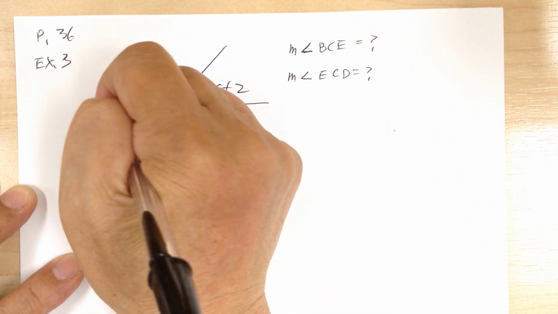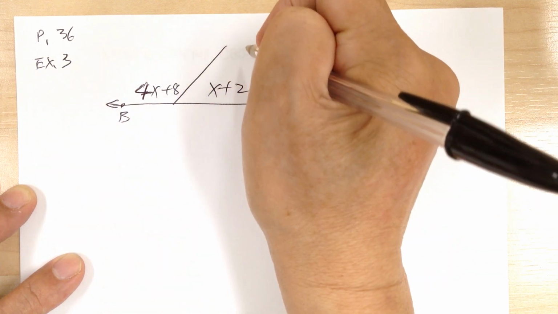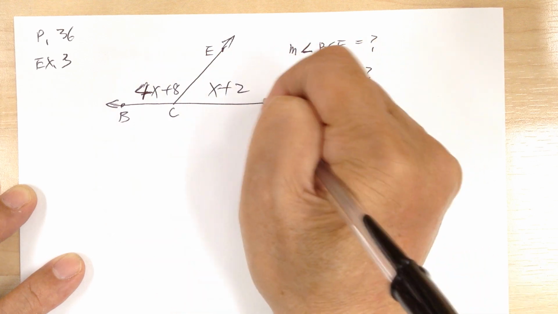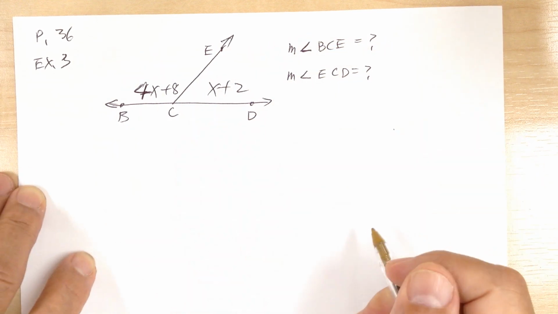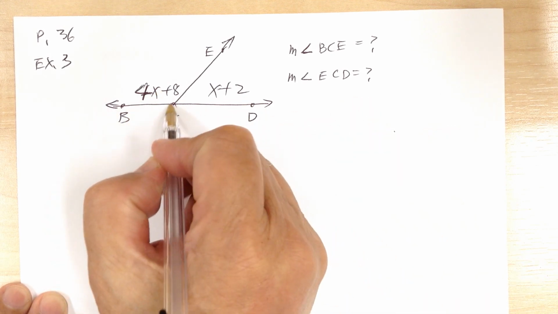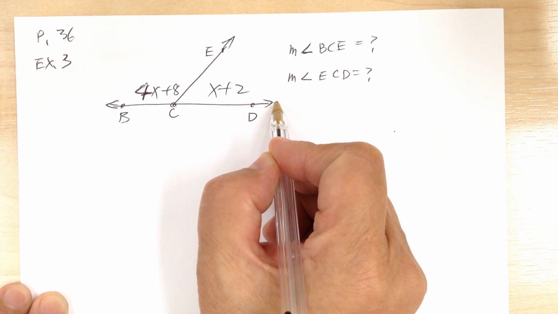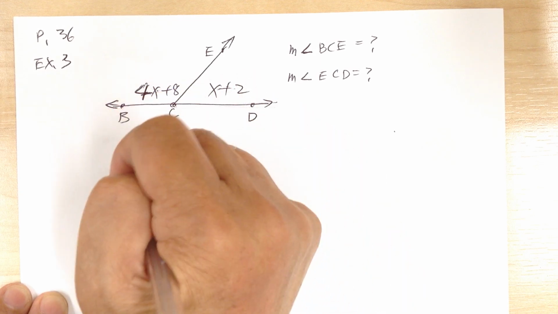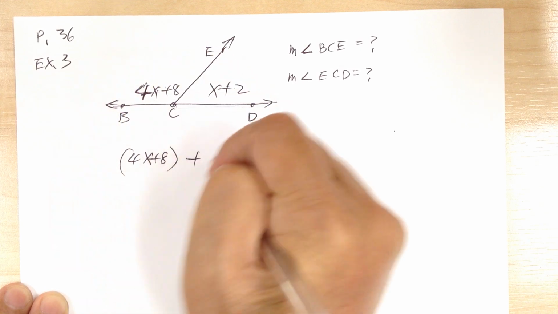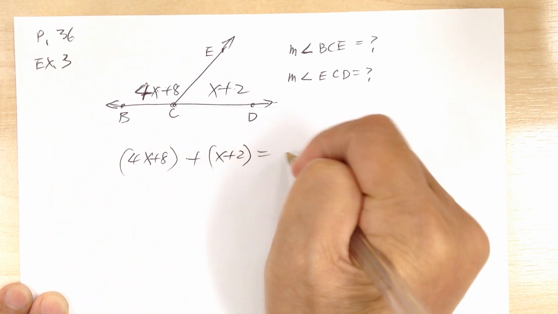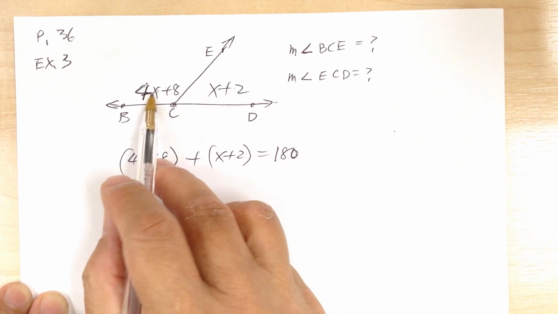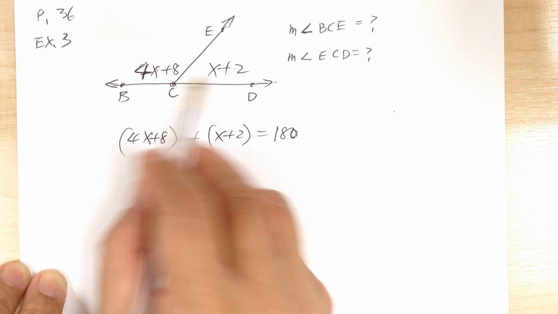So this is B, this is E, this is C, and this is D. To find those angles, first we need to solve for x. We know that this is a straight angle, so it will equal 180. In other words, 4x plus 8, that's this angle here, plus x plus 2 will equal 180 degrees, because those two are adjacent supplementary angles.